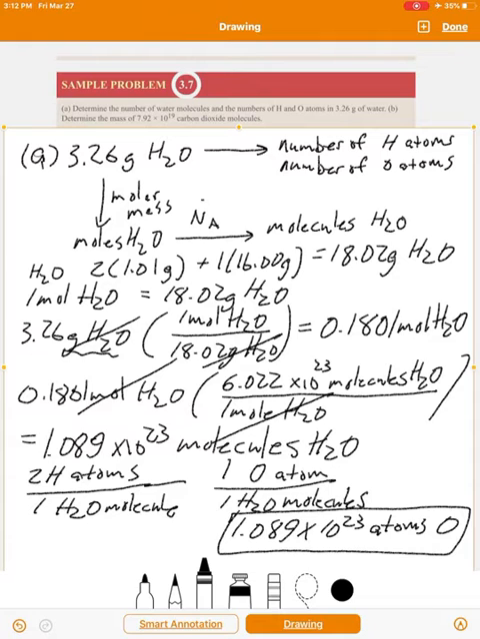And then for the hydrogen, it's twice as much. So you would just say, look, we're going to multiply 1.089 times 10 to the 23rd by 2. So times 2, and you get 2.179, so 2.18 times 10 to the 23rd hydrogen atoms.